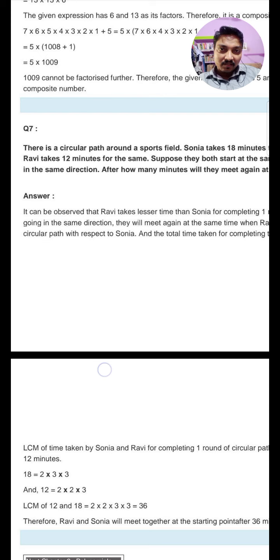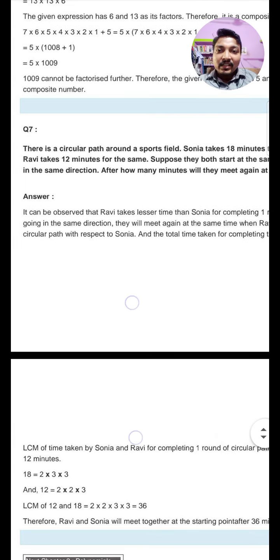instead of calculating as I have done, you just have to find the LCM of the two numbers. Whenever it is asked to find the minimum time at which both of them will meet each other again, you always have to find the LCM. LCM means least, the minimum or least word. Whenever such a question comes, you just have to think that the question is asking about the LCM.